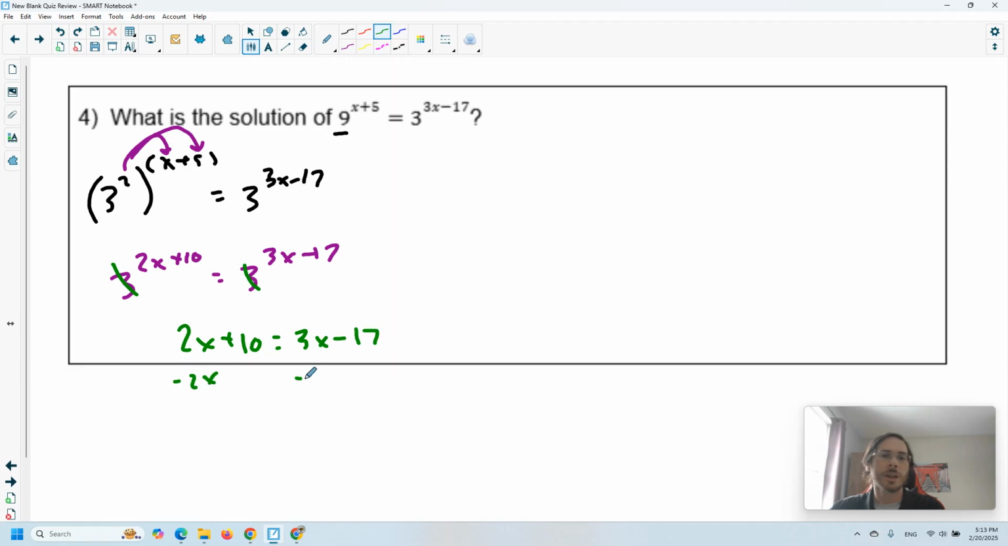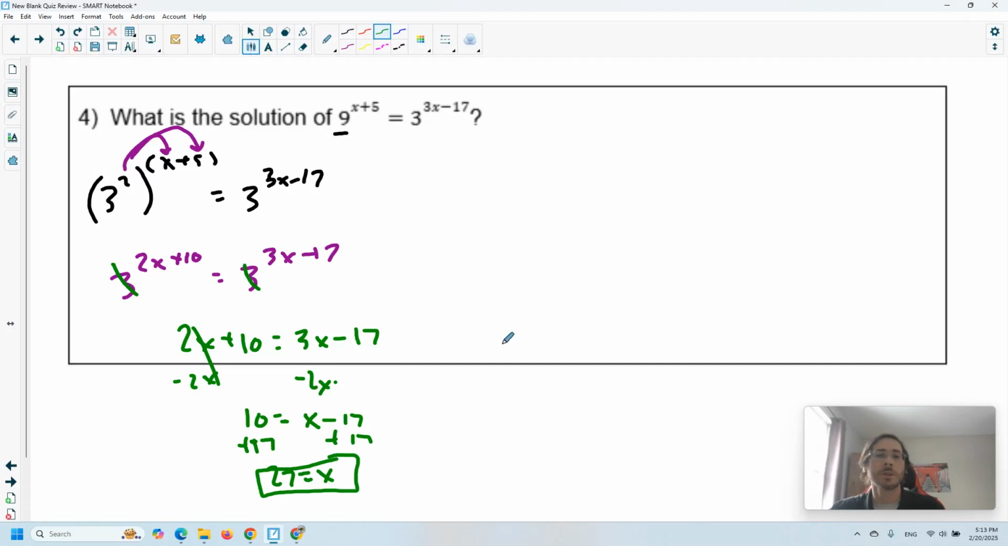I think I'm going to move the x's over here to keep the x's positive. So 10 equals x minus 17. I think I'm going to add 17 to both sides because I have to get x by itself. And I'm done. I got 27 equals x.